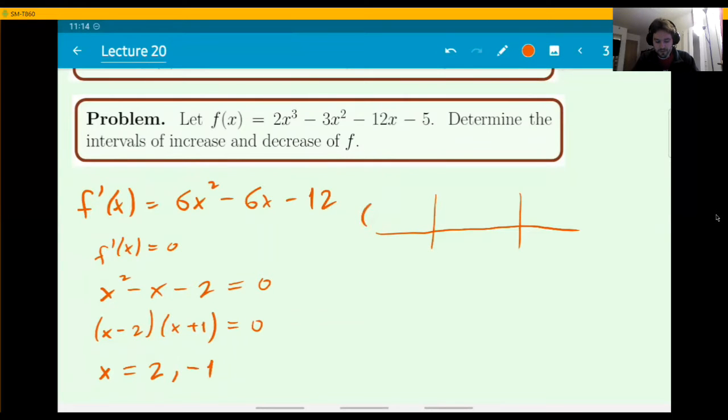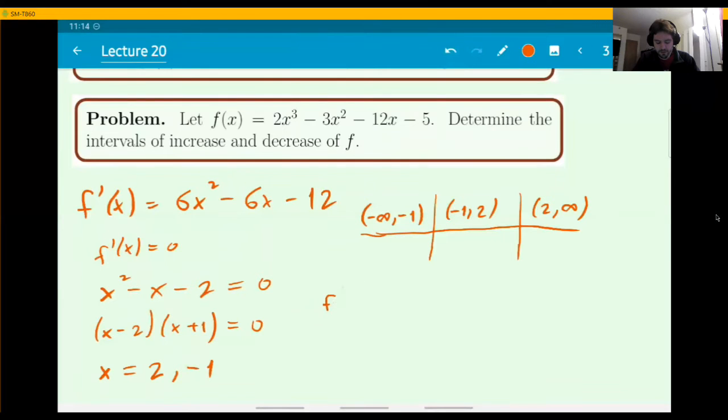There's the interval before the number -1. There's that between -1 and 2. And there's from 2 onwards. F prime is going to have either a plus or a minus sign in each one of these pieces. A way that you can find out is by plugging in points from each piece into the formula for F prime. So for example, let's say -2 is a point in the first interval.